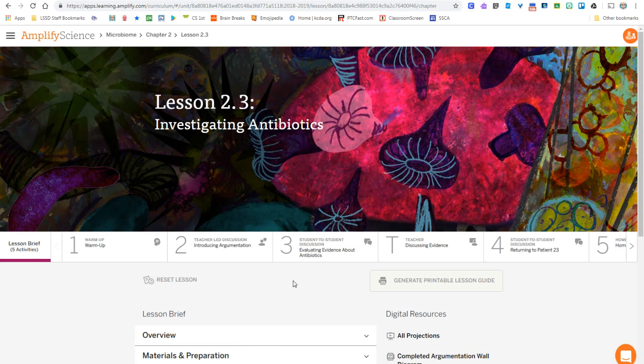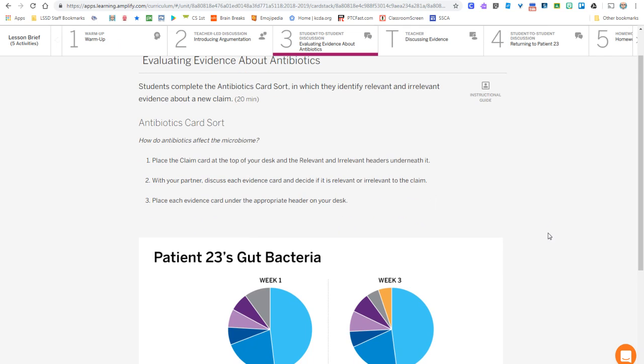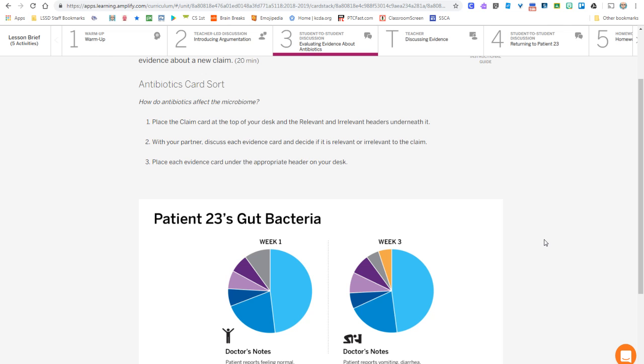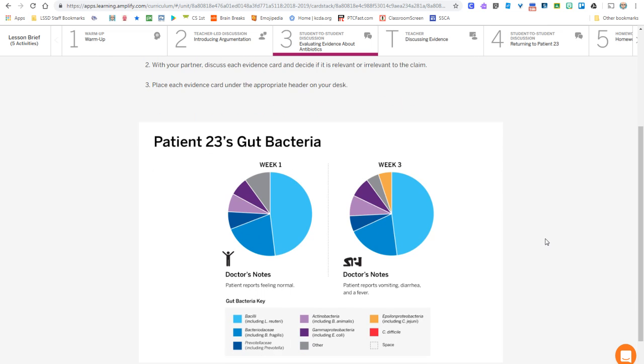So we have a possible claim that answers the question, how do antibiotics affect the microbiome? This claim was suggested in the article that we read about in the human microbiome. And then you are going to have some antibiotic card sorting to do, and those cards will be presented in class, as well as what you have on your student screen.